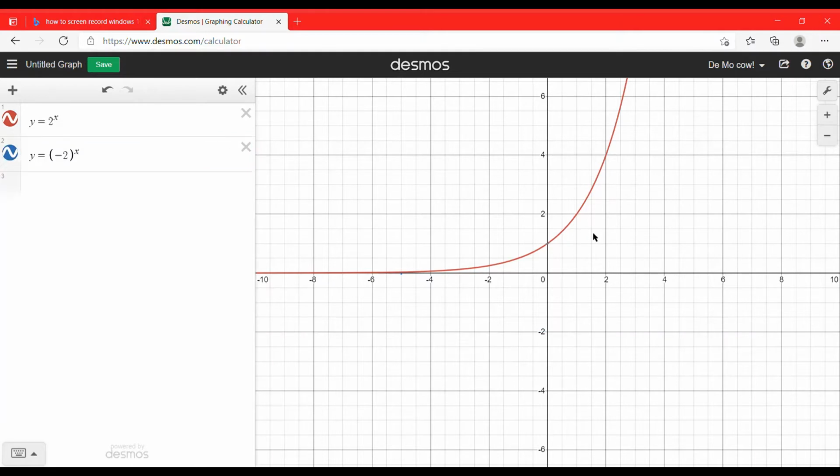Next we're going to go with -2 to the power of x, right? And as you can see, Desmos doesn't really like it that much. So what are we going to do about it? Well, it's actually pretty simple. First, we've got to figure out why it doesn't like it very much, and the answer is fractional indices.